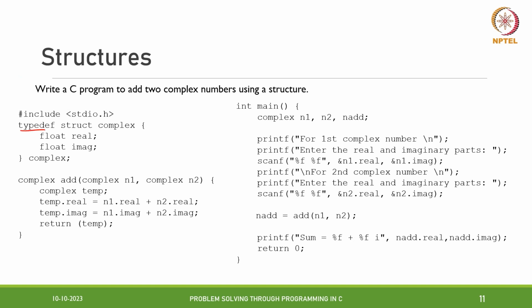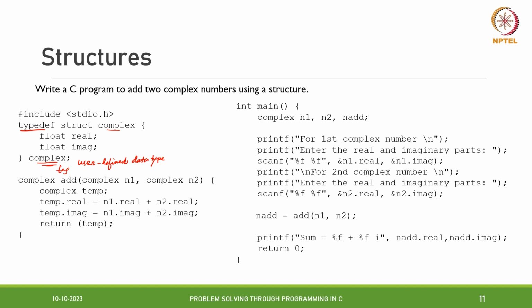So we use typedef. Basically, I'm using typedef because I want to define this structure called complex. I'm going to give it the tag complex, so I can directly use just complex instead of struct complex whenever I want to use it later on. So I'm defining a user defined data type here, that is complex.